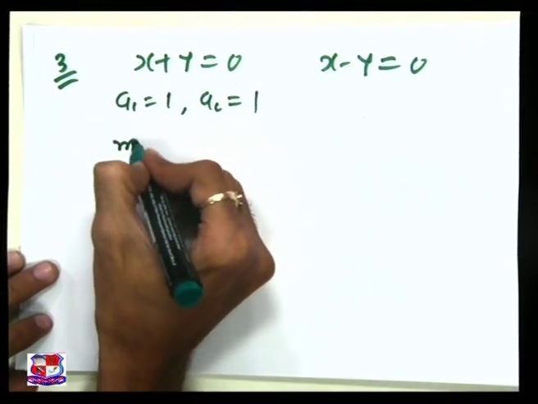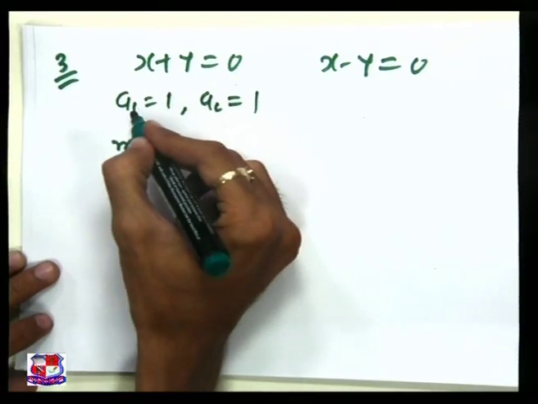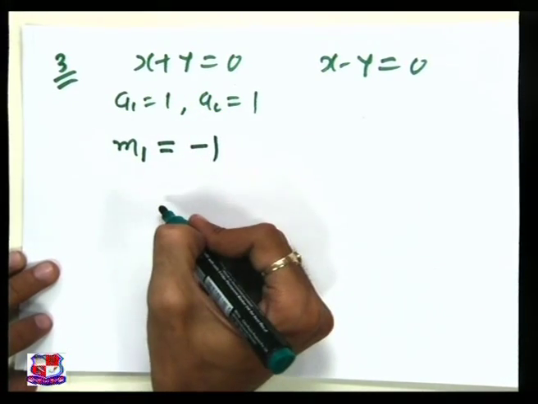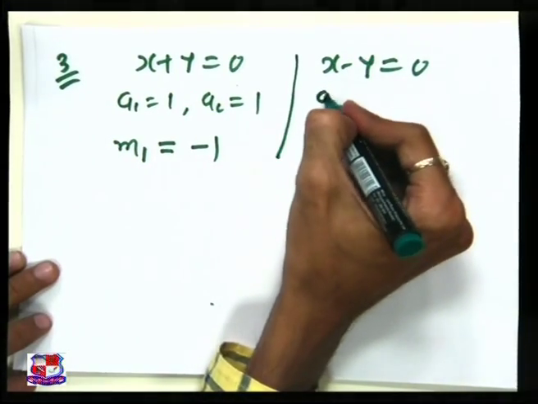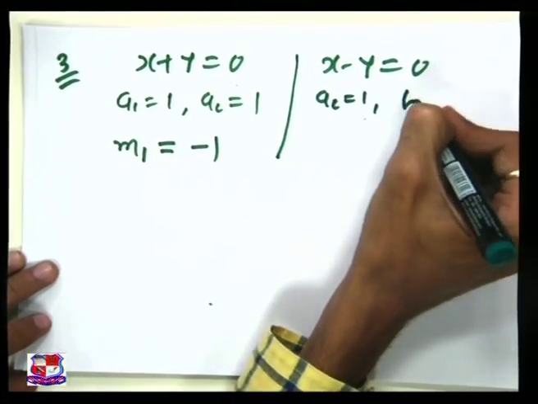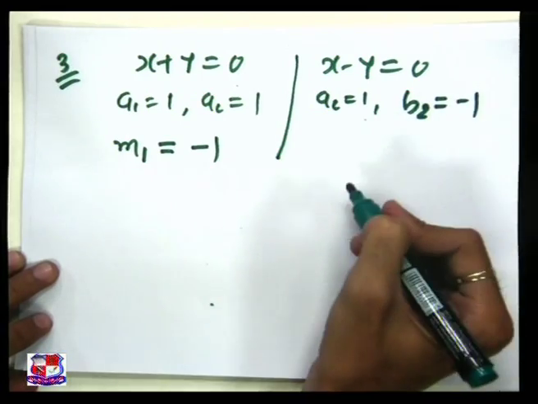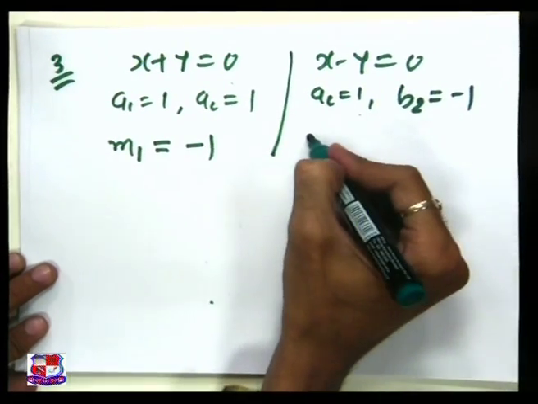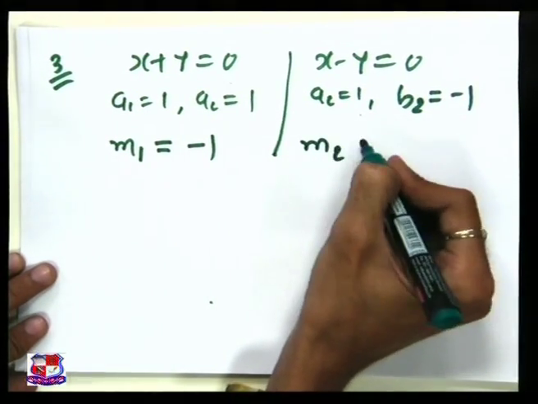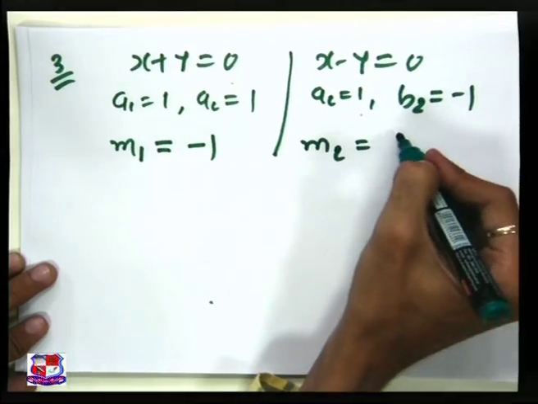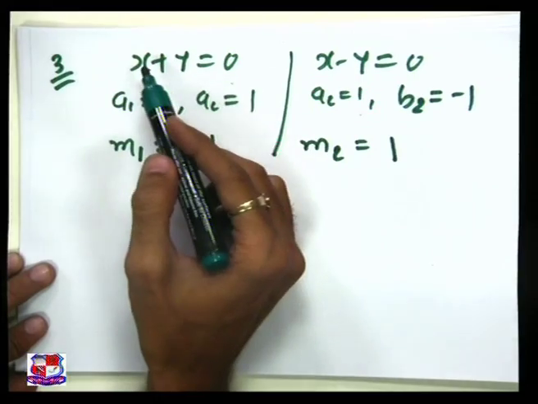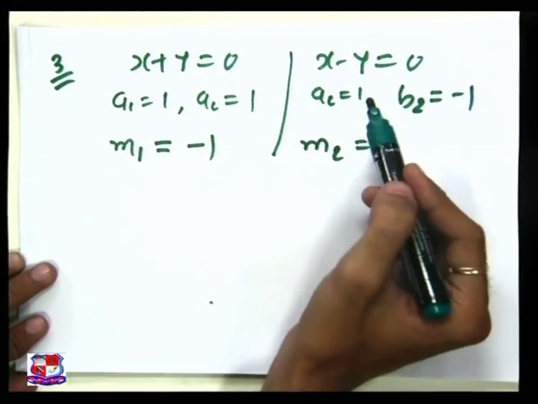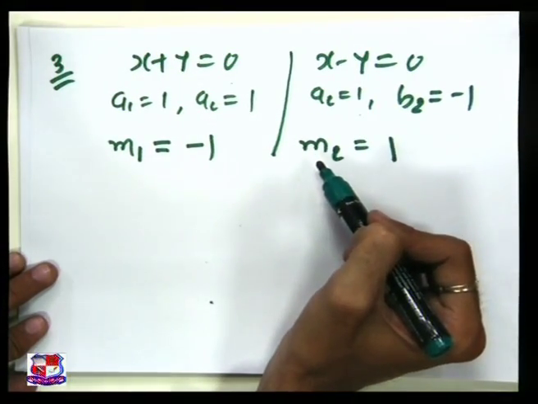So slope of the first line is minus a1 upon b1, that is minus 1. In the same way, here a2 is equal to 1 and b2 is minus 1. So slope of this line is minus a2 upon b2, that is minus 1 upon minus 1, that is plus 1. So slope of first line is minus 1, and slope of second line is 1.